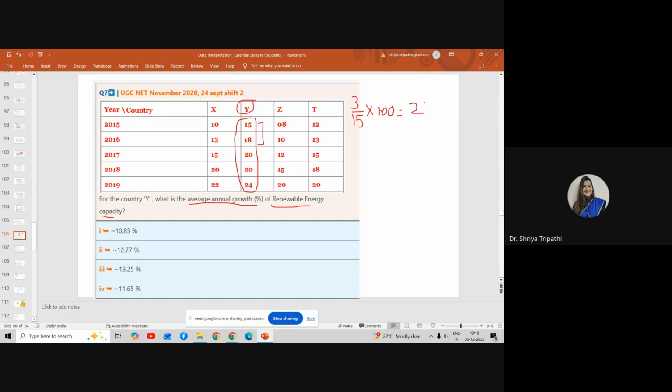15 twos are 30, so 20%. For the next, 2 by 18 into 100. 20 to 20, there is no change, so directly we'll have 0% increase. Here we will have approximately 11.11. And the last is 12.77%. Okay, good.